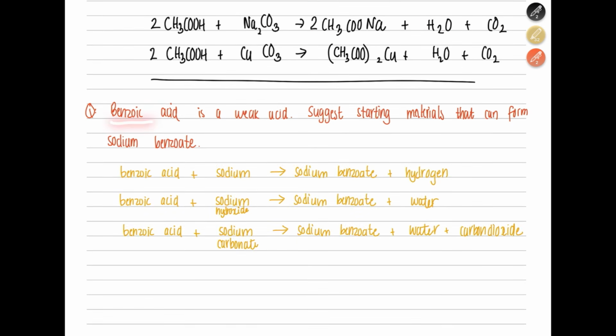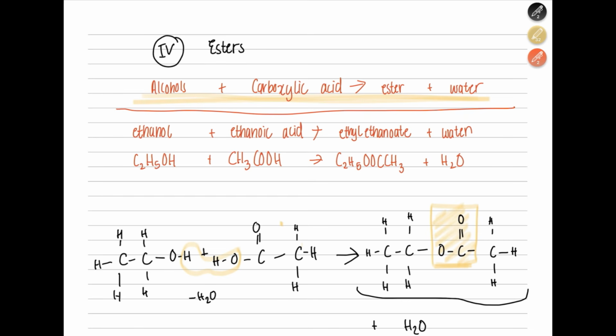There is a question: benzoic acid is a weak acid. Suggest starting materials that can form sodium benzoate. So you can react an acid, so you need to have salt, right? Salt can be formed when the acid reacts either with the metal sodium or metal hydroxide or metal carbonate, and then you will get your salt. The next category of organic compounds is ester.